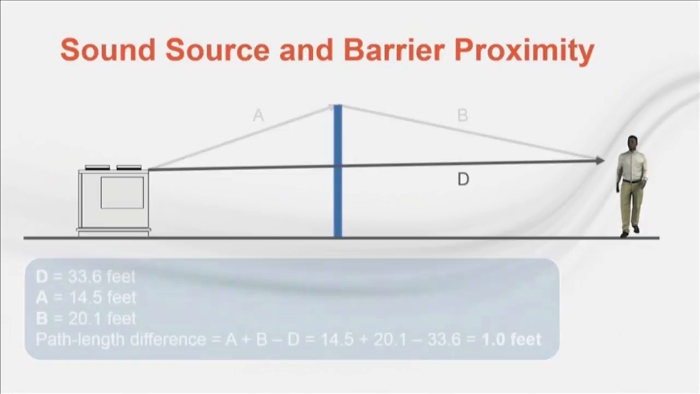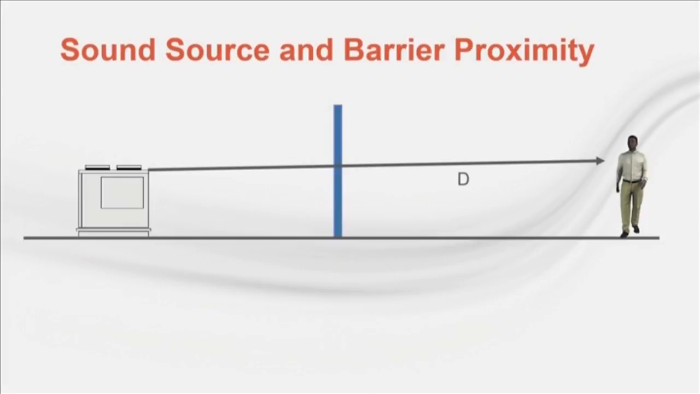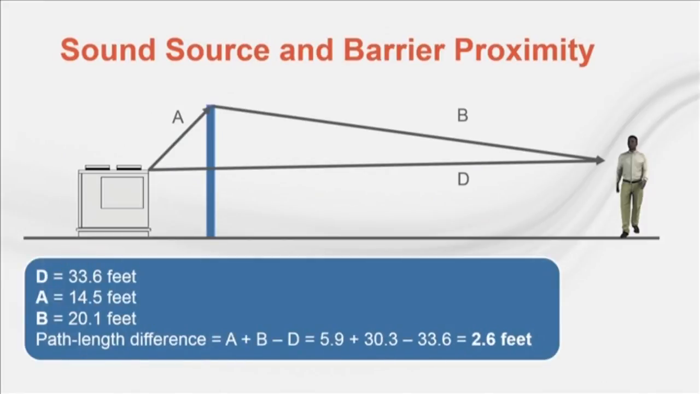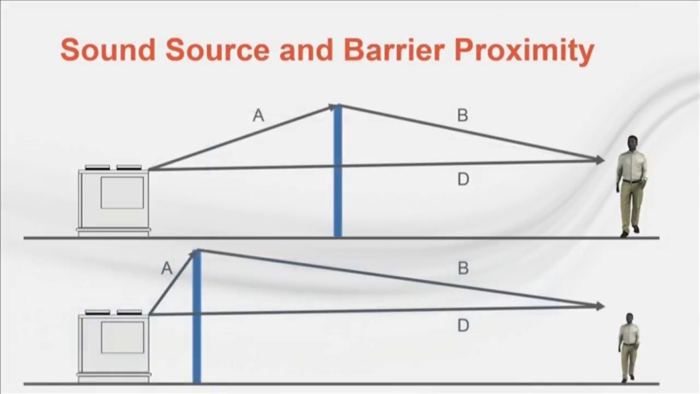So let's move the barrier closer to the sound source and recalculate A and B. The total distance D remains the same. Path A is shorter, but path B is longer compared to the previous example. This results in a greater path length difference with a computed value of 2.6 feet. Looking at both examples together, you can see the total path length difference is greater in the second case where the sound barrier is closer to the sound source.